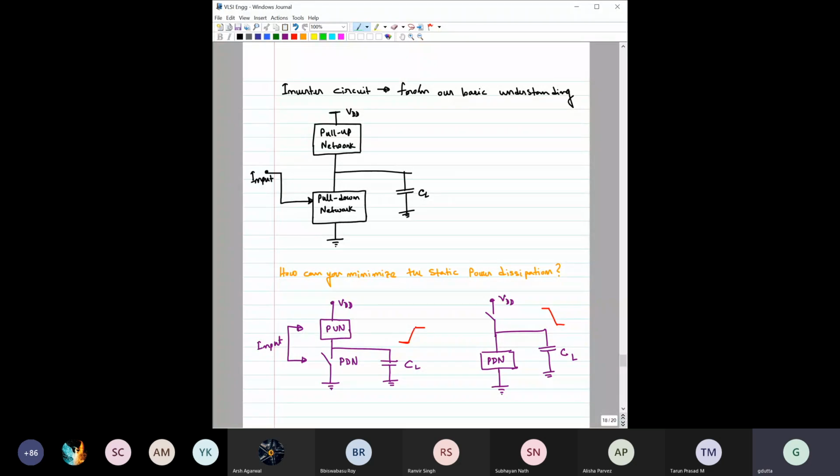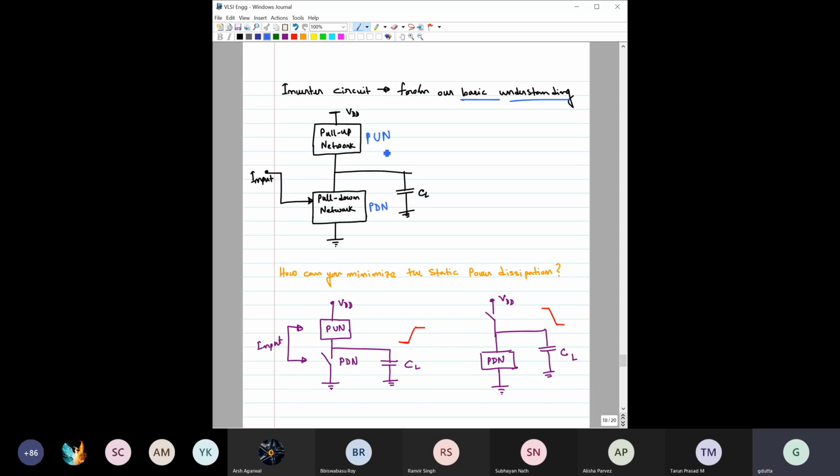Okay. Again, as I mentioned, we will stick to the inverter circuit only. This is the general block diagram of an inverter circuit, from our basic understanding. Here we have the input, here we have the pull up network, called PUN in short. This is the pull down network, called PDN. This is the load capacitor right here.